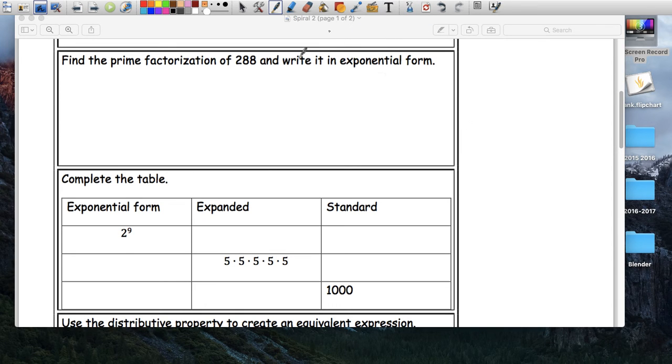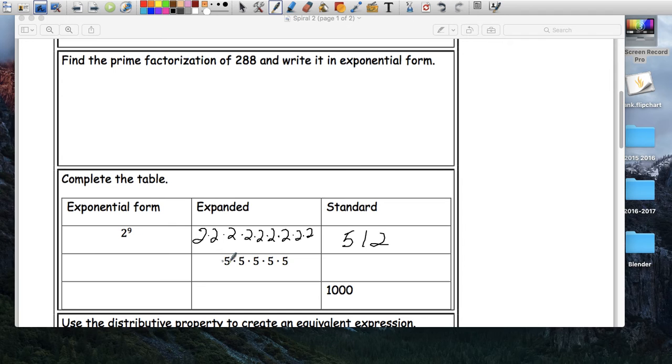Okay. Exponential form, to expand it, which means expanded: 2 times 2, 9 times, we're multiplying the base number times itself 9 times. So what is the standard, what is actually the value of this? Well, 2, 4, 8, 16, 32, 64, 128, 256, and 256 times 2 is 512.